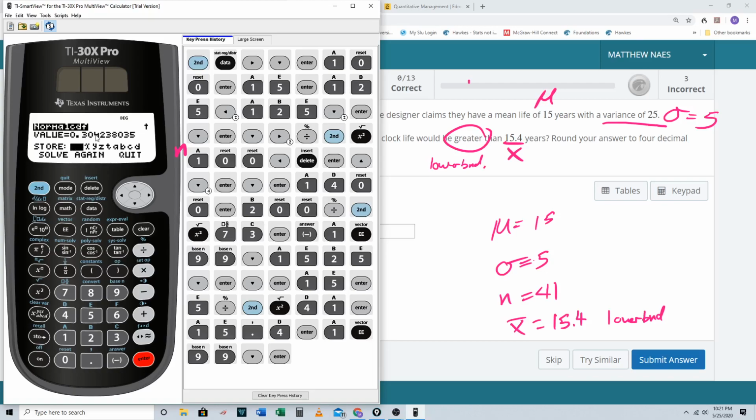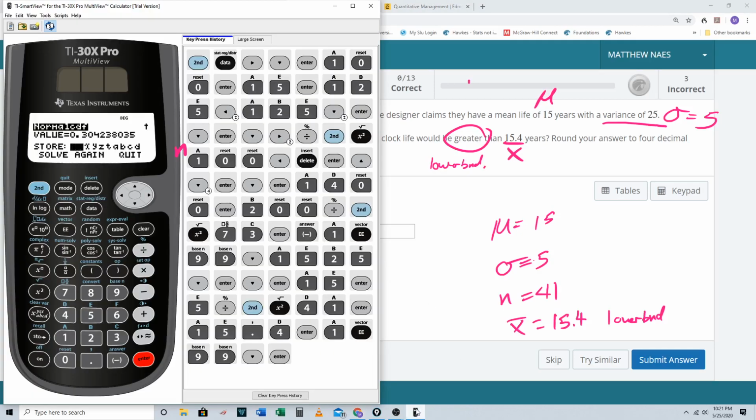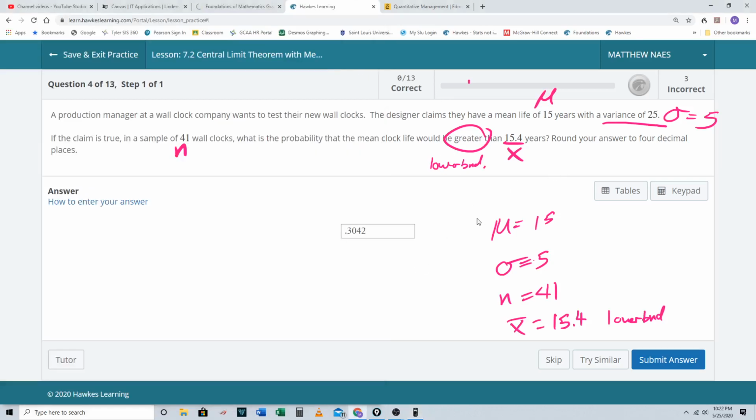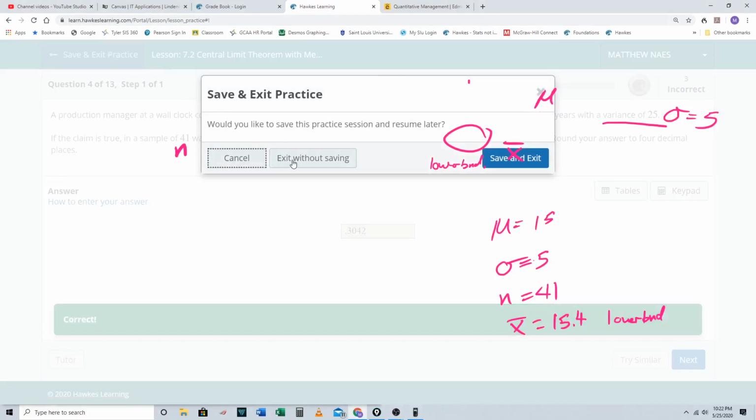So 0.3042. Again, right here, 0.3042. Because that's a 3, we just drop the numbers after it. If that was a 5 or up, we add a 1 to it. So submit answer. Good. All right. So I wanted to bring that up, but I don't know if you saw me skip a few questions. I'm going to go back to those.